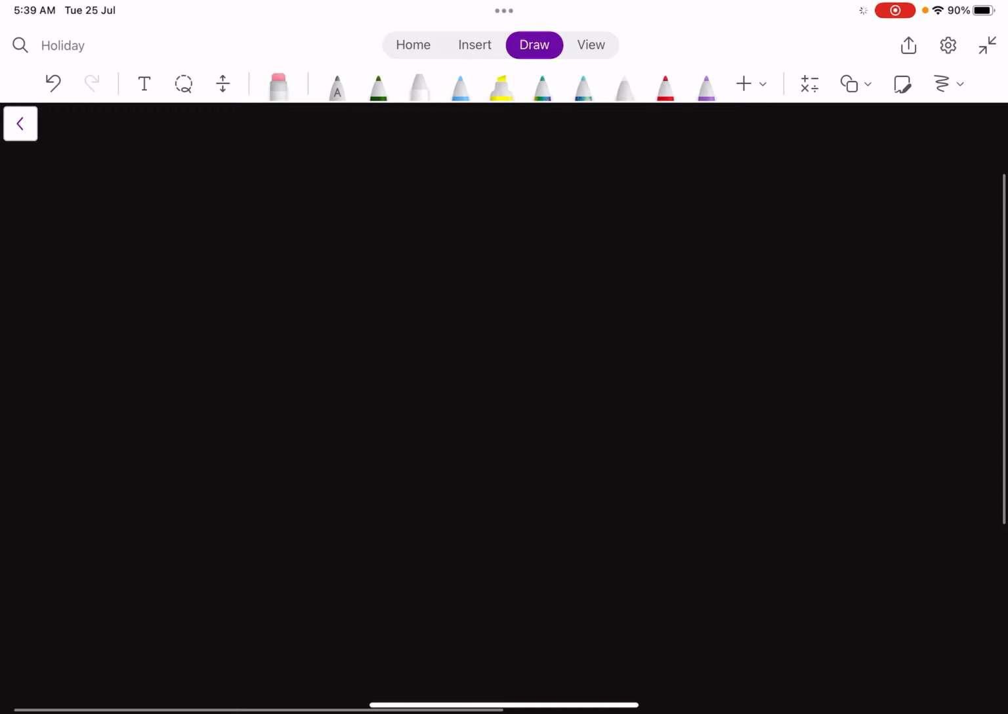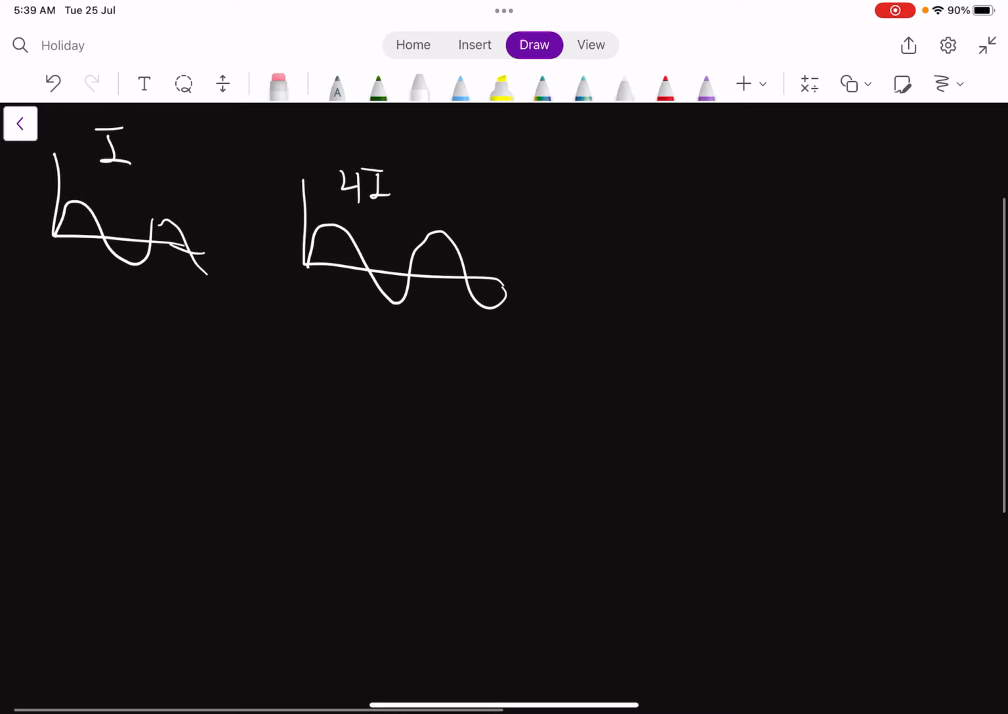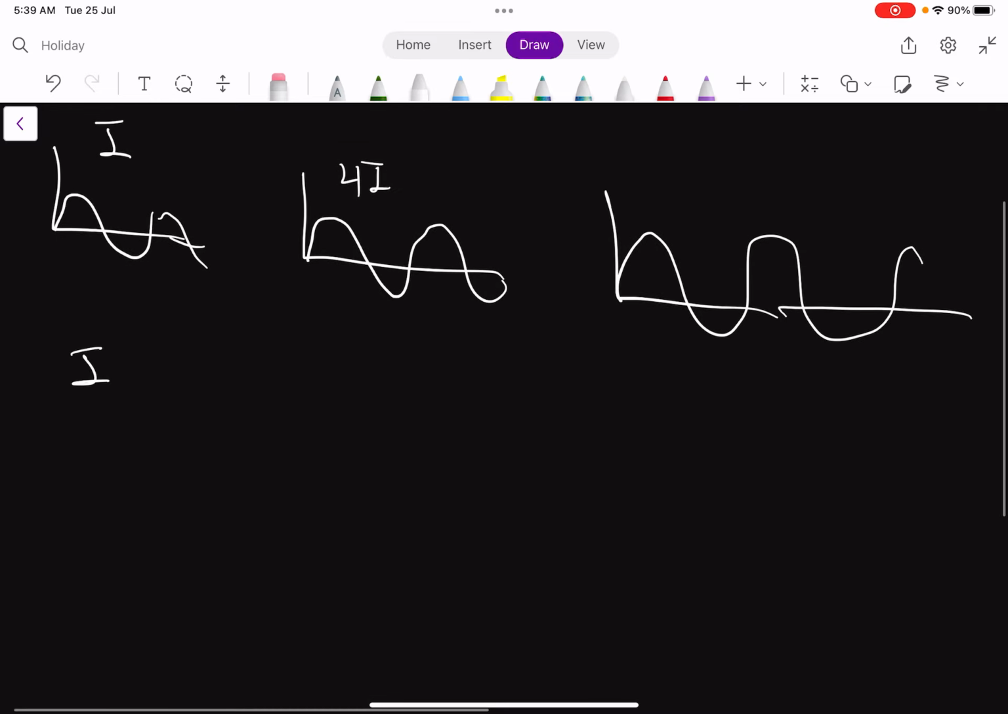Okay, so we have a wave of intensity I and another wave of intensity 4I, guys. These two waves will superpose, producing another wave. Let's say the wave was like this. Okay, so guys, you need to know that intensity is directly proportional to amplitude squared, right?